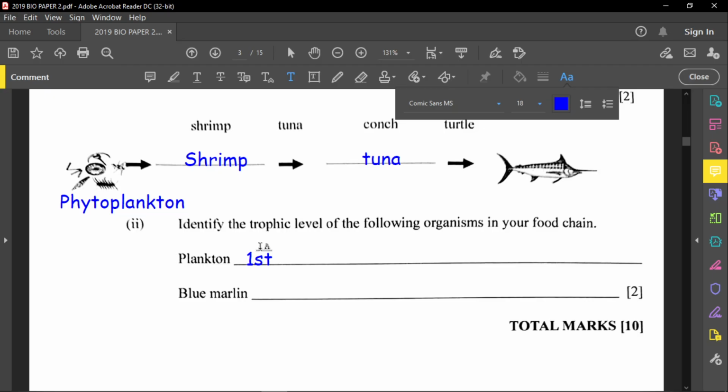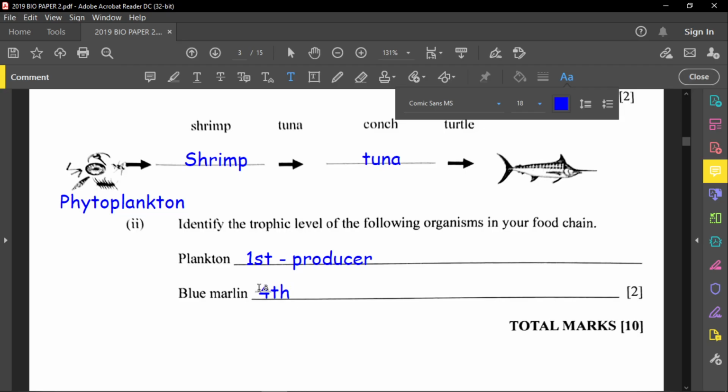And just to make some additional notes here, the phytoplankton is the producer. So this is just some extra information here. And then the blue marlin, you could count 1, 2, 3, and 4. So the blue marlin is the fourth trophic level.